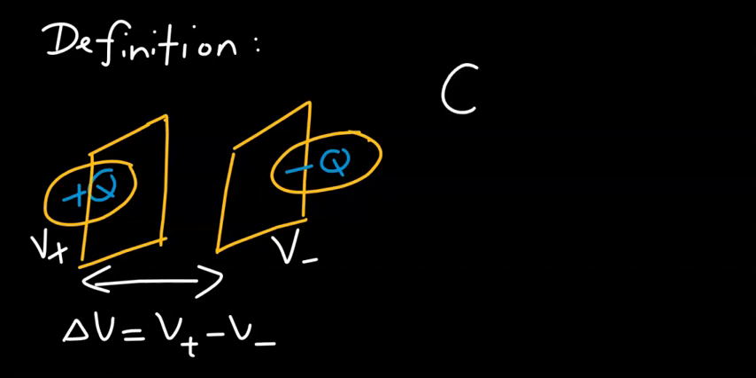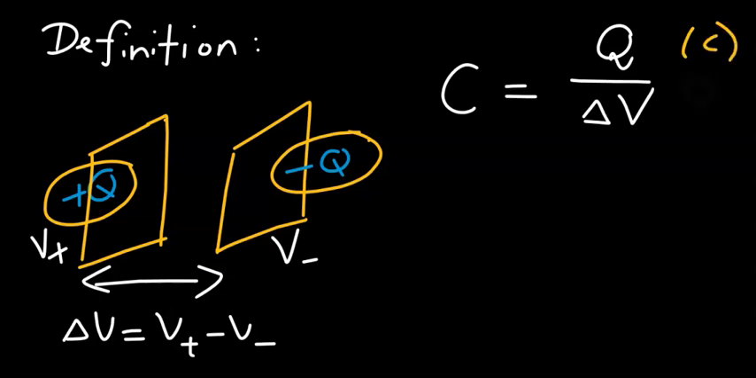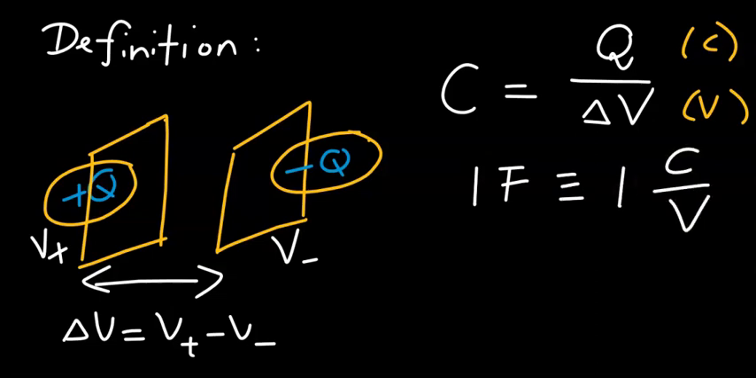The capacitance C for this arrangement is given by the following ratio. Capacitance equals the charge divided by the potential difference. If the charge is expressed in coulombs, potential difference is expressed in the unit of volts, then we see 1 farad is equivalent to 1 coulomb per volt.